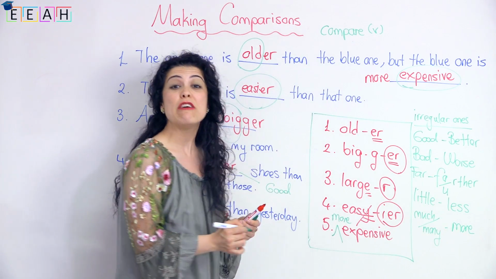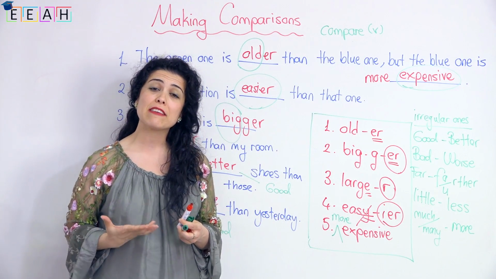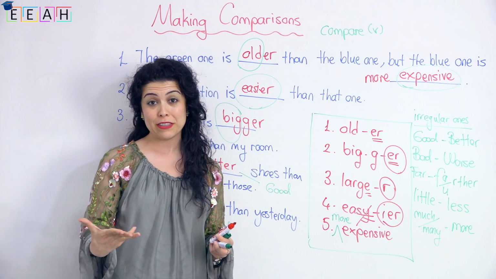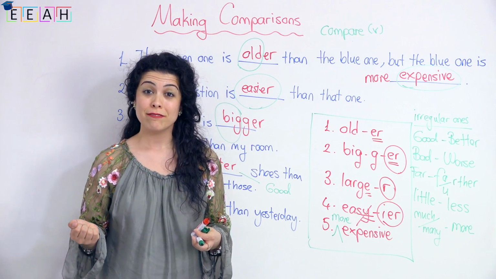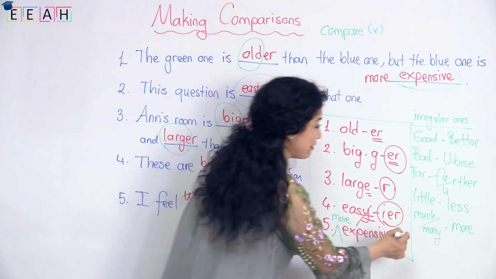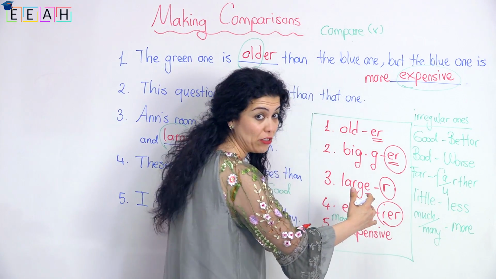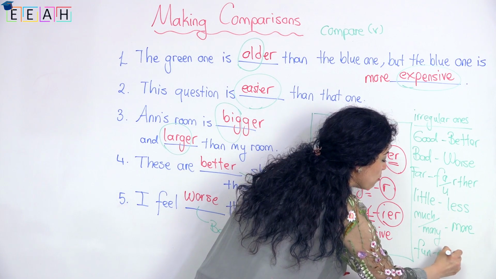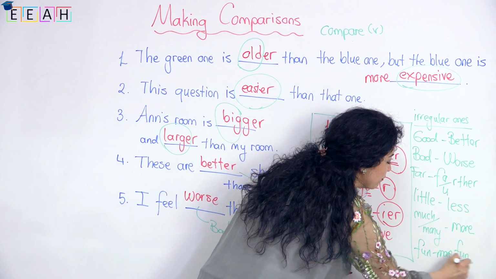And the last one, fun. Fun is an exception. It is a one-syllable adjective, but it goes with more. You don't say funner, you say more fun all the time. That's why I'm writing it under irregulars. Okay? So fun becomes more fun.